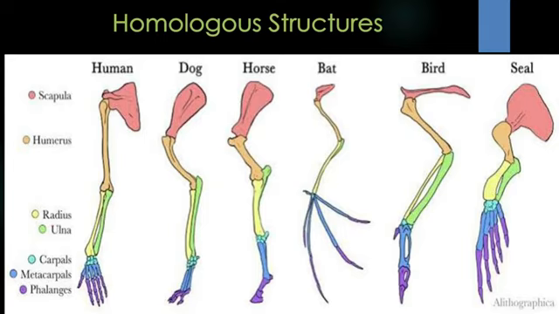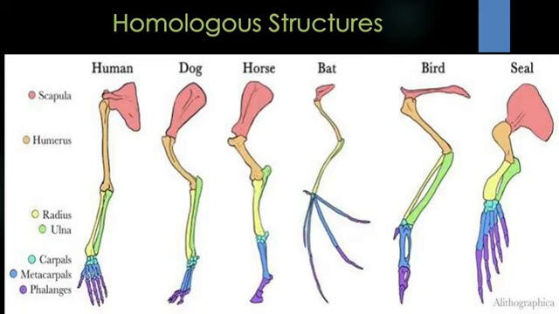Then the forearm, you have the radius and ulna. At the wrist, you have the carpal bones. And the hand, you have metacarpals. And the digits have phalanges. So this is similar structure for the human upper limb and the forelimb of the dog, horse, bat, bird, and seal. So they are homologous structures.